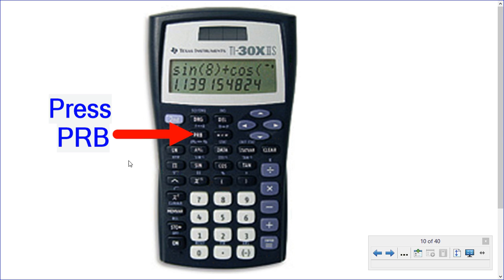We have the factorial button on our calculator, and we can use it by pressing the PRB, probability button, and you'll see it as soon as you press it.